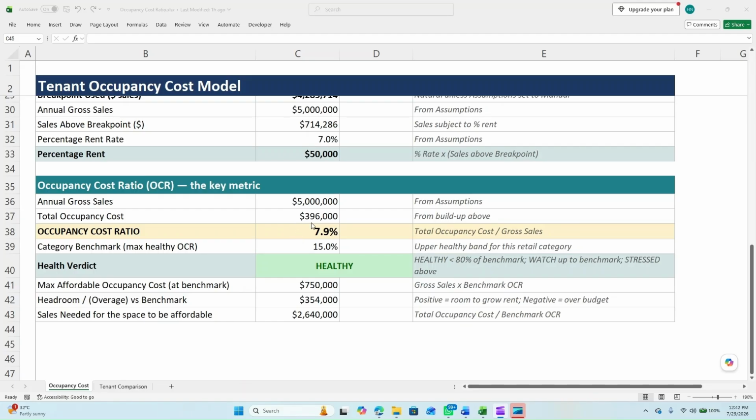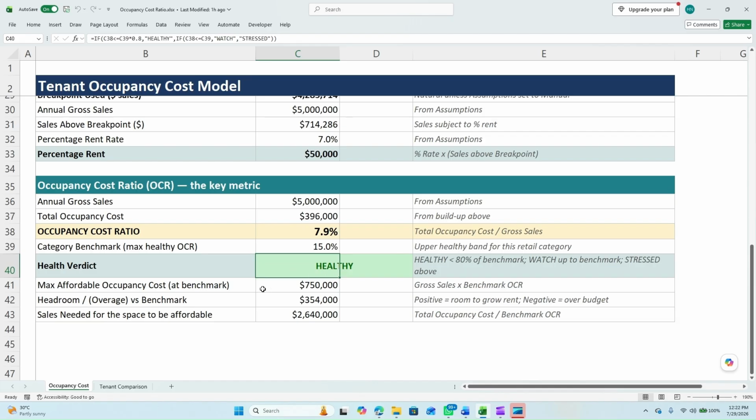Next, we should compare this occupancy cost ratio for this particular tenant with benchmarks. And a benchmark for each type of store might be different. A grocery store might have a benchmarked occupancy cost ratio of 5%, for which, if this store was our grocery store, this lease is expensive. For a jewelry store, the occupancy cost benchmark for a market could be 15%. If this was a jewelry store, this lease might be very affordable. Based on the benchmark, we calculate if this lease is healthy or not.